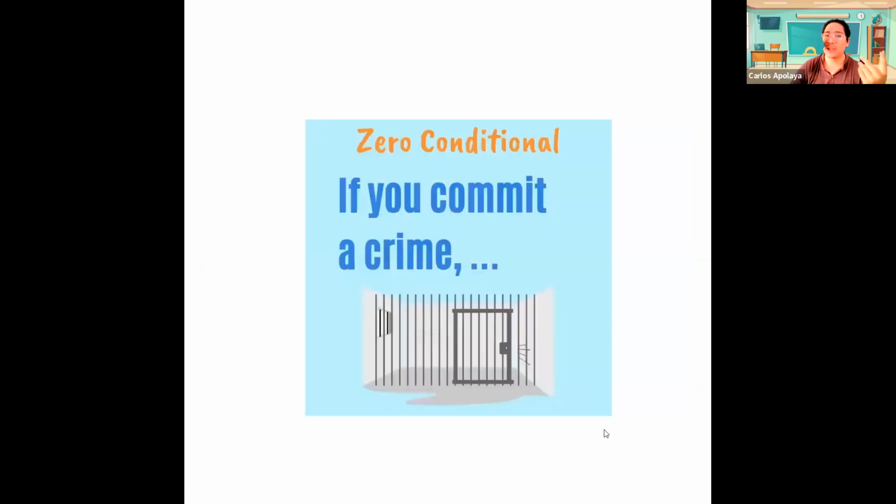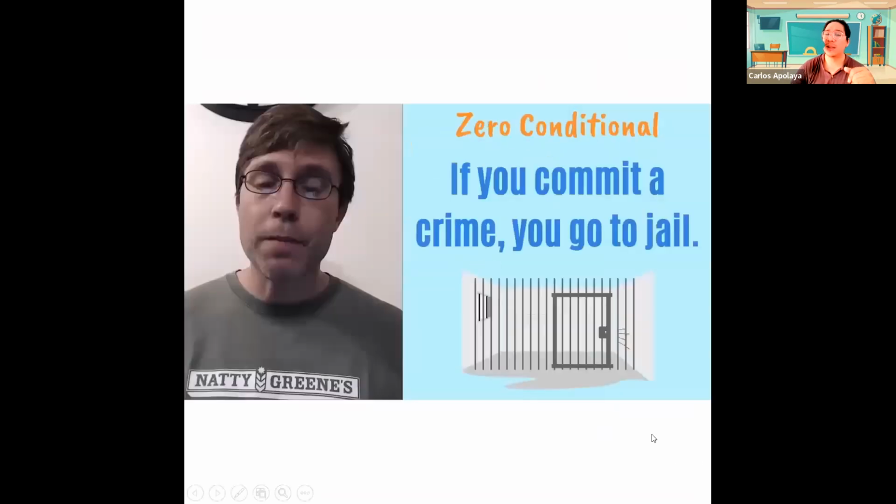What happens, for example, if you commit a crime? If you commit a crime, you go to jail. Is this probable or is this real? It's real. So remember that you use the zero conditional for real situations. Like if you study, you pass. If you work, you get money. You never say you will get money, because when you work, you are sure that you are going to get money. So this is the zero conditional, present and present.